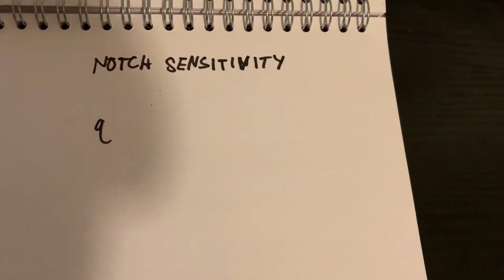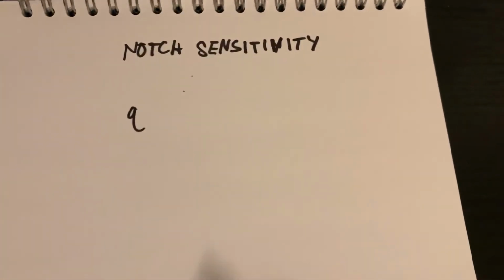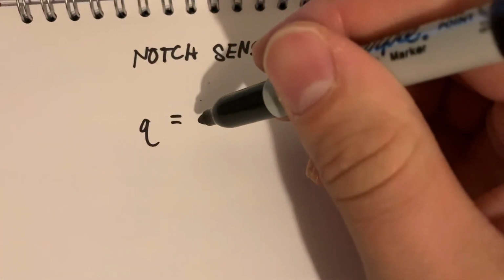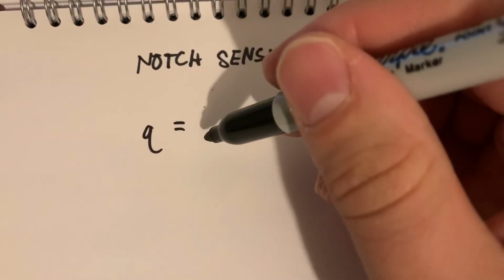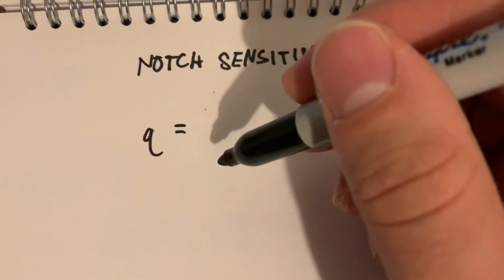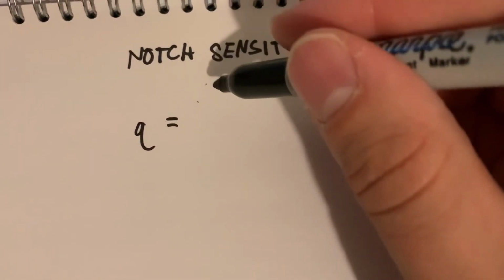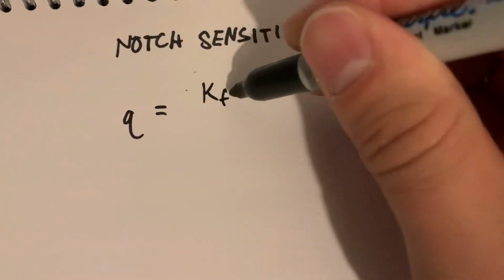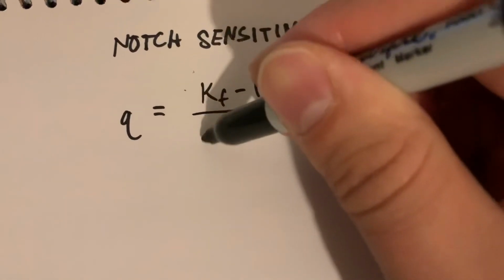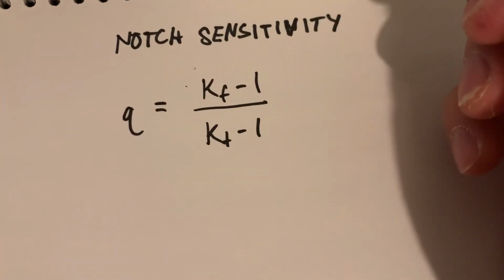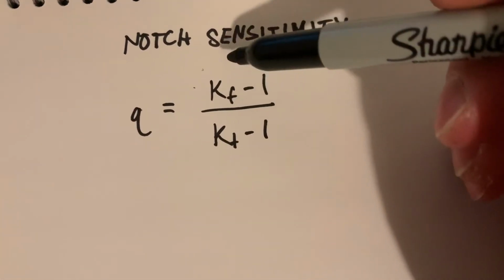Now, if we have a notch, we have to take a look at our notch sensitivity. And this is found from our concentration factor that we found previously. We have K sub F minus 1 over K sub T minus 1. And that is our dynamic and our static.